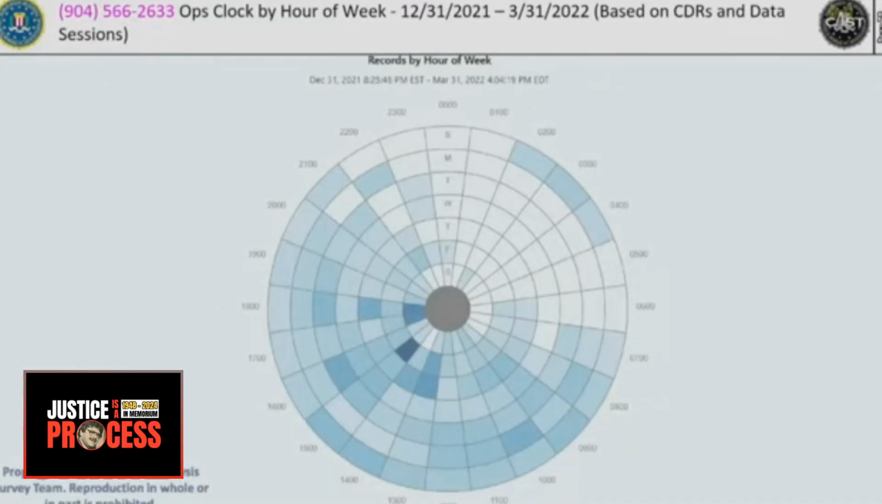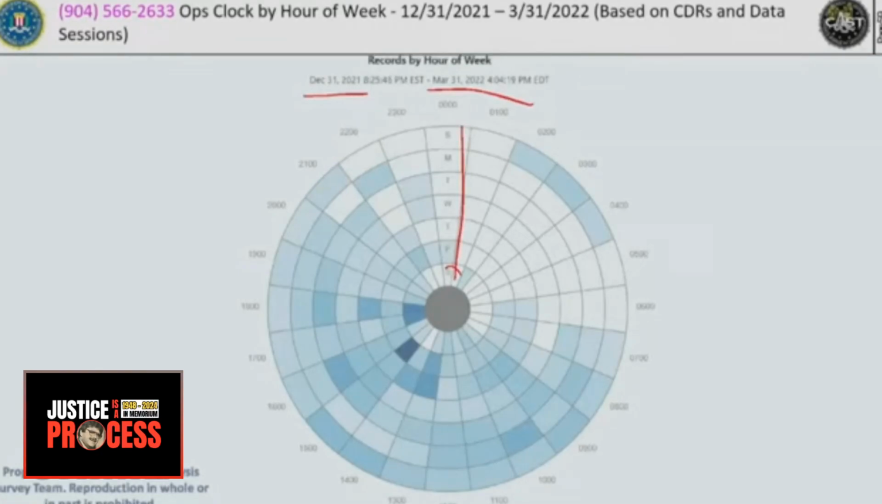And then lastly, we have this ops clock for Mr. Fernandez's phone. Can you describe for the jury what this is depicting? So this is designed to try to show when a device is least and most active. It shows based on the call detail records. So it's showing the time frame from December 31st, 2021 through March 31st, 2022.